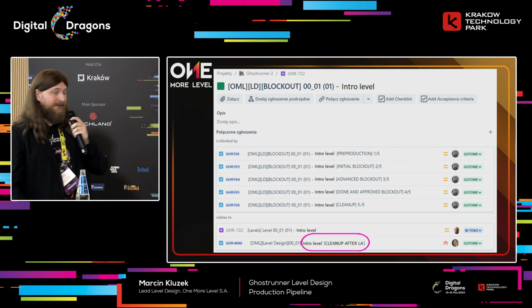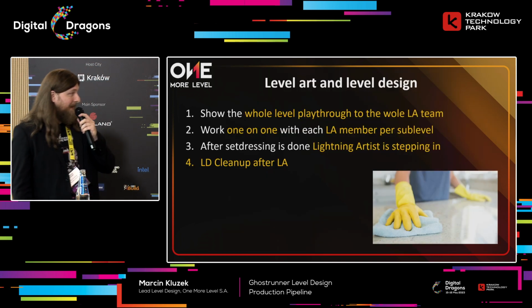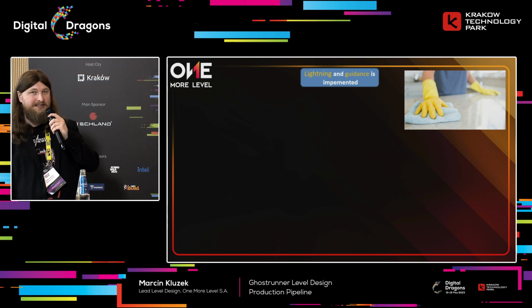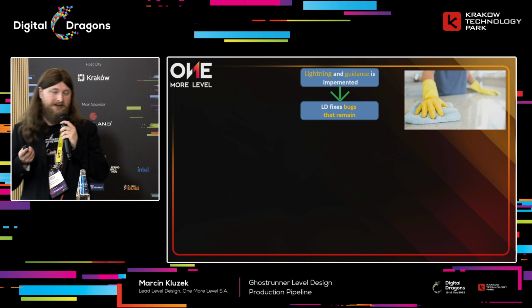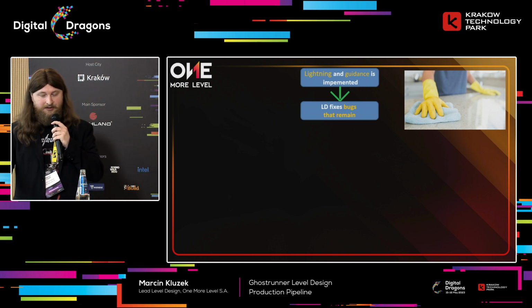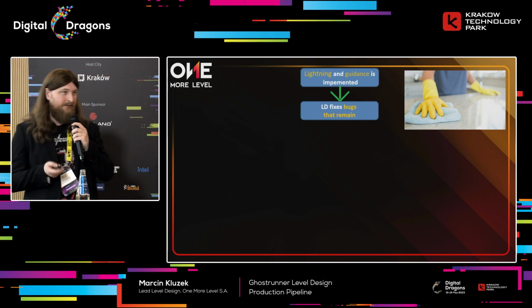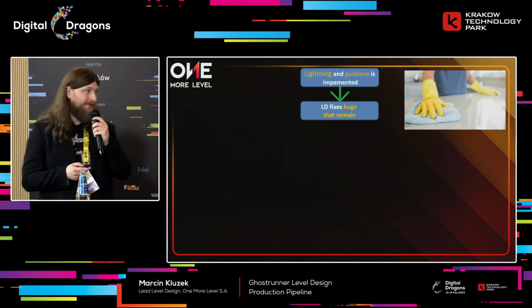The level cleanup after the LA task, the last task. So what is it? Lighting guidance is implemented, right? So level design fixes the bugs in the world level, because usually at that point there are blockers still. There are places where nothing works, but we have to clean it up and make it playable. This is the main point of this stage.